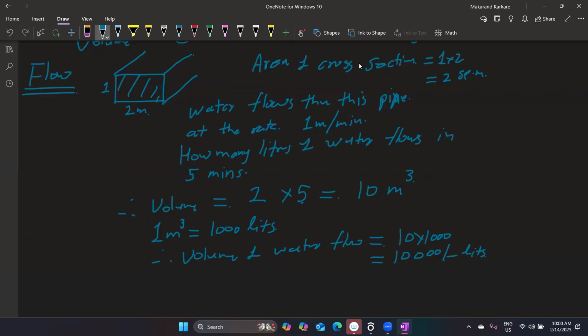Sir, why 10 into 1,000? Because it was 10 cubic meters, no? And 1 cubic meter is 1000 liters. Oh, okay. Acha. So far, so good.